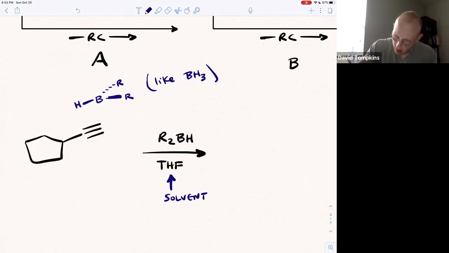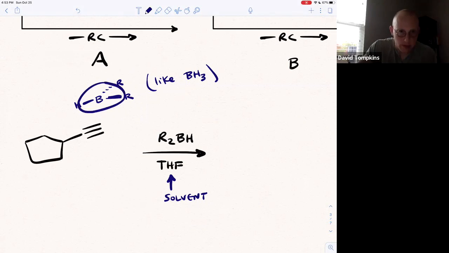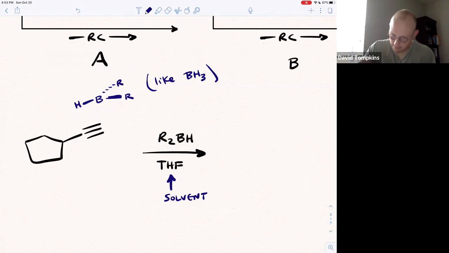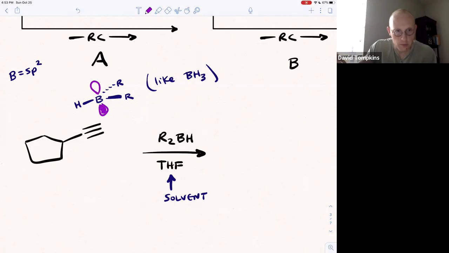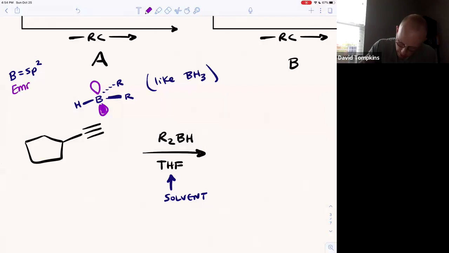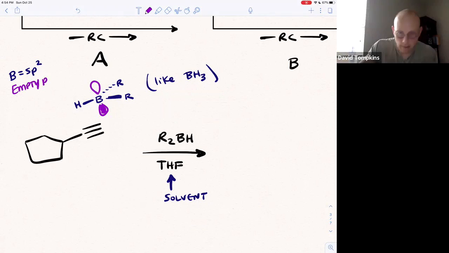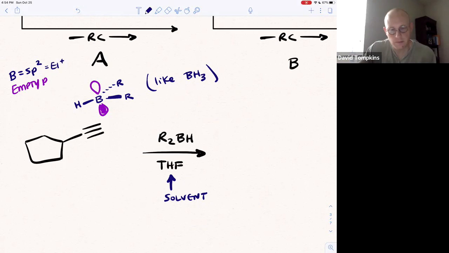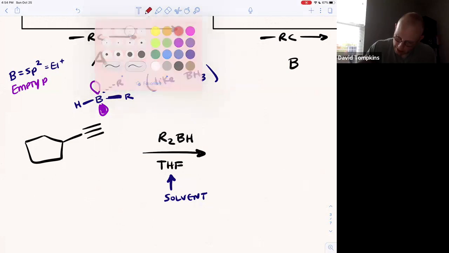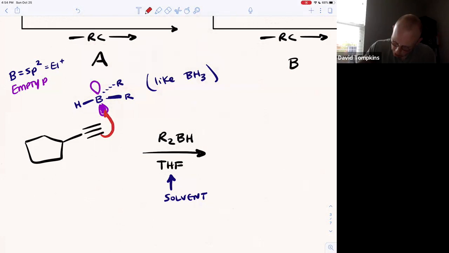And boron, of course, only has three bonds. There's no lone pair, which means that the boron is sp2. And any sp2 atom has a p orbital, but because boron has no lone pair, it has an empty p orbital. So boron is therefore the electrophile. So boron is going to be attacked by the alkyne, which is the nucleophile.